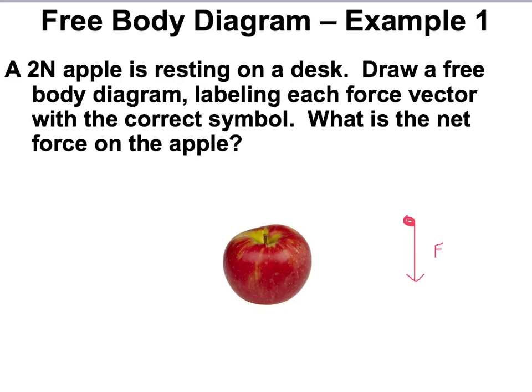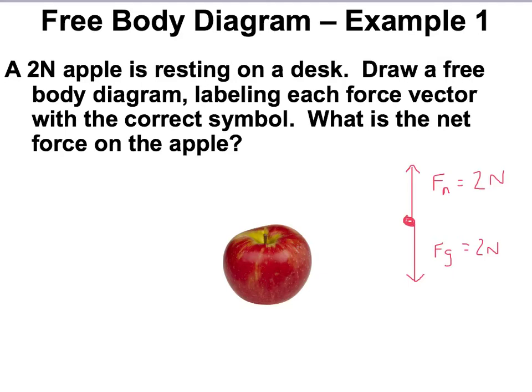So in this case, that's the gravitational force going down, and that's 2 newtons. And since it's resting on a desk, we're also going to have a normal force going up. And that's also going to be 2 newtons. So there's our free body diagram for the apple.